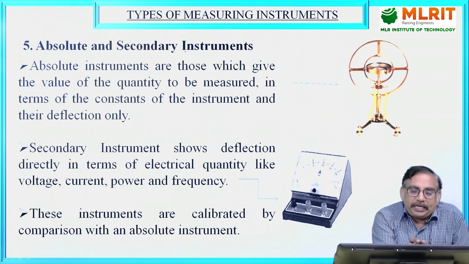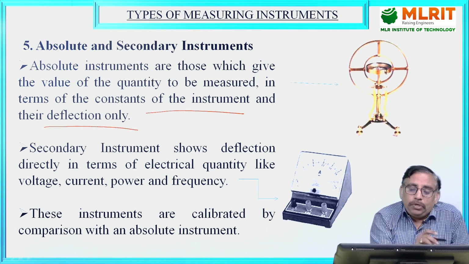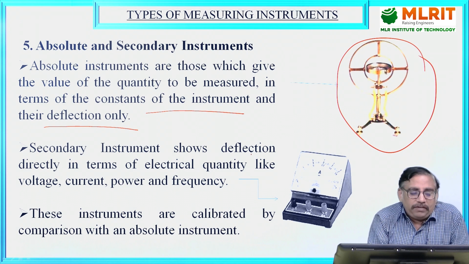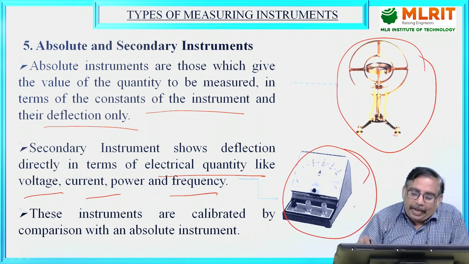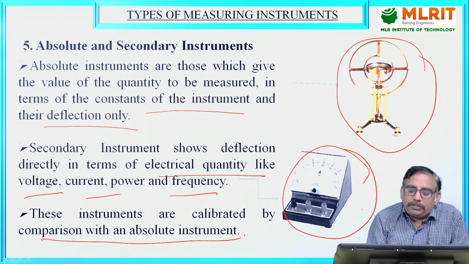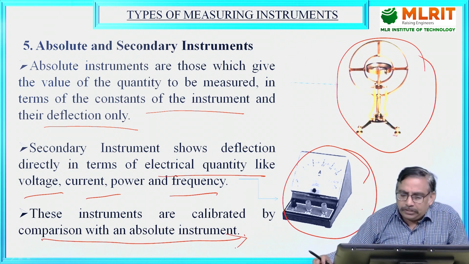Coming to absolute and secondary instruments. Absolute instruments are those which give the value of the quantity to be measured in terms of constants of the instruments and the deflections only. So this is the best example for absolute and secondary. A secondary instrument shows the deflection directly in terms of an electrical quantity like voltage, current, power and frequency. See here, voltmeters or ammeters. Directly, these instruments are calibrated by comparison with an absolute instrument which will be kept at national laboratories.